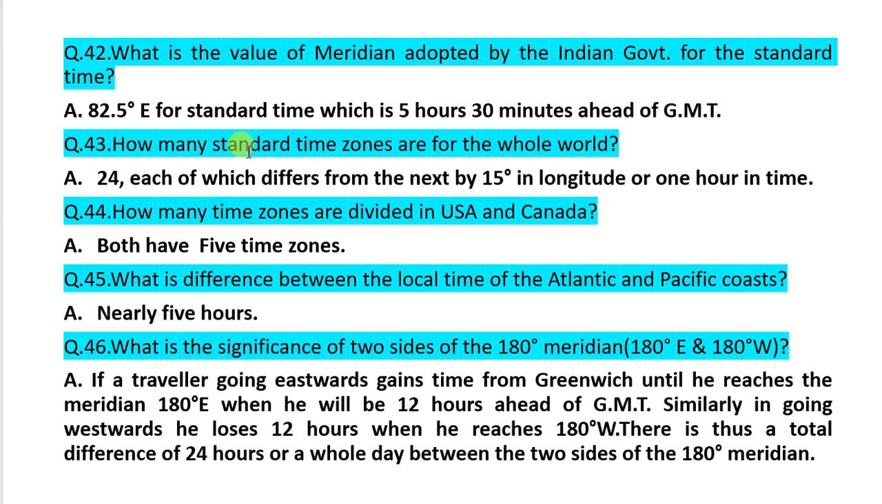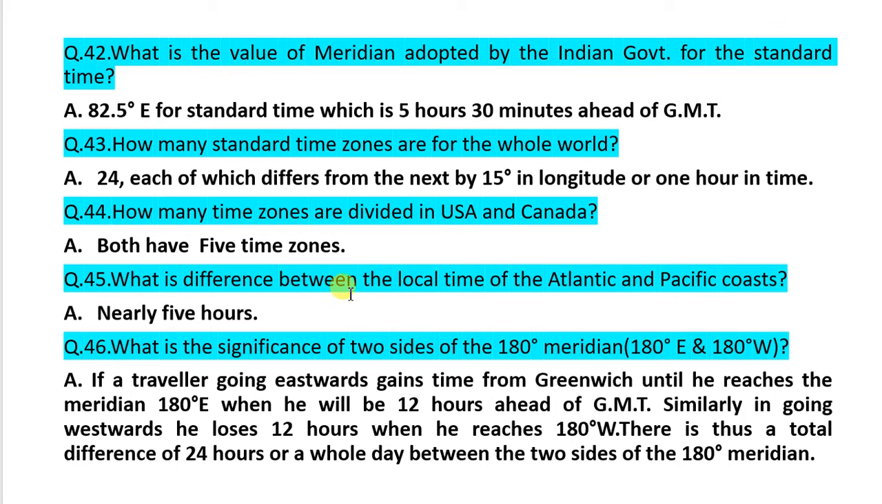Next question. How many standard time zones are made for the whole world? The whole world is divided into 24 standard time zones, each of which differs from the next by 15 degrees in longitude or 1 hour in time. Next question. How many time zones are there in USA and Canada? Both have 5 time zones.